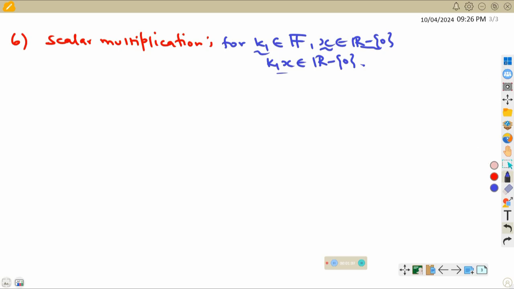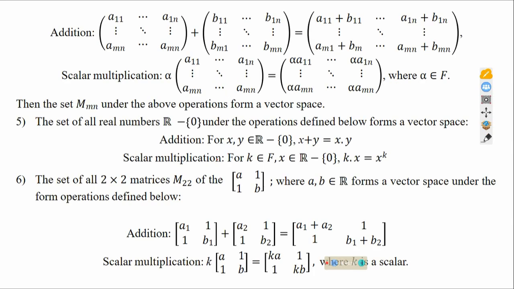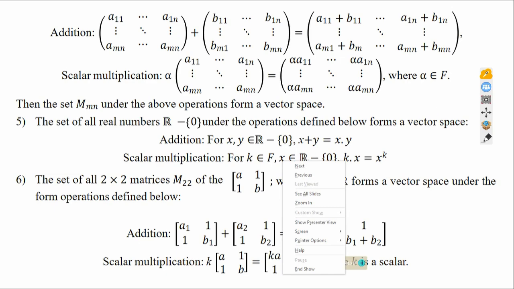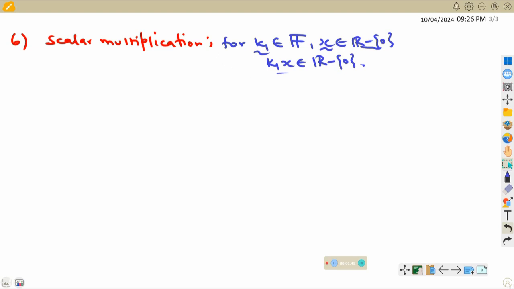But let us look at the definition. According to the definition given, for scalar multiplication you should have k picked from F and x picked from R minus 0, such that k times x is actually the same as x to the power k. In other words, when you are multiplying a scalar with x, which is an element of R, you should have x to the power of k. So we shall be using this definition when we are dealing with a scalar and an element x or a vector x of R.